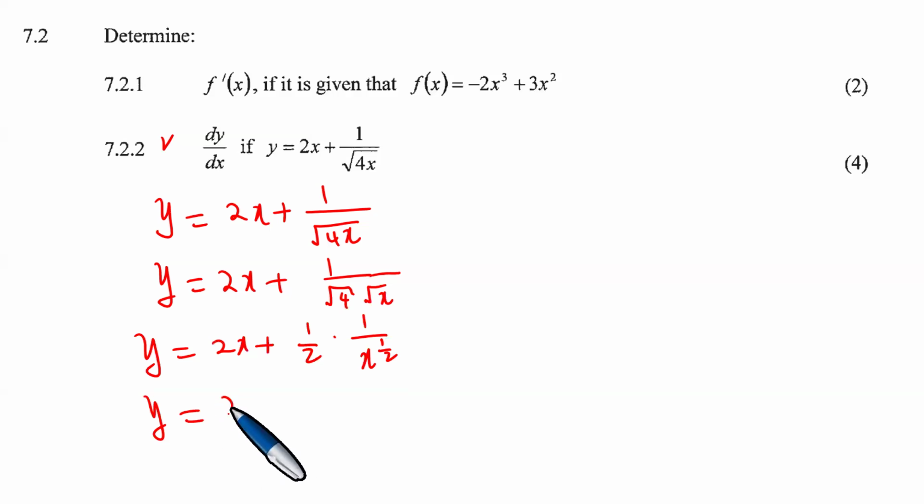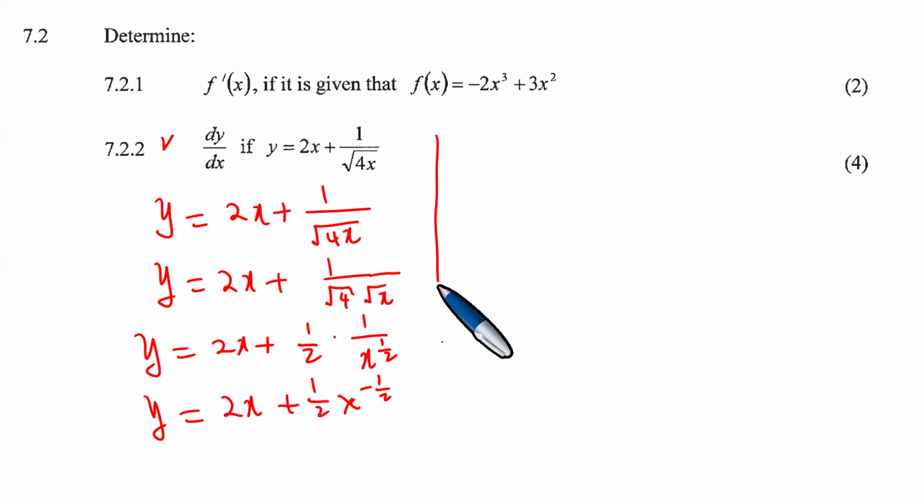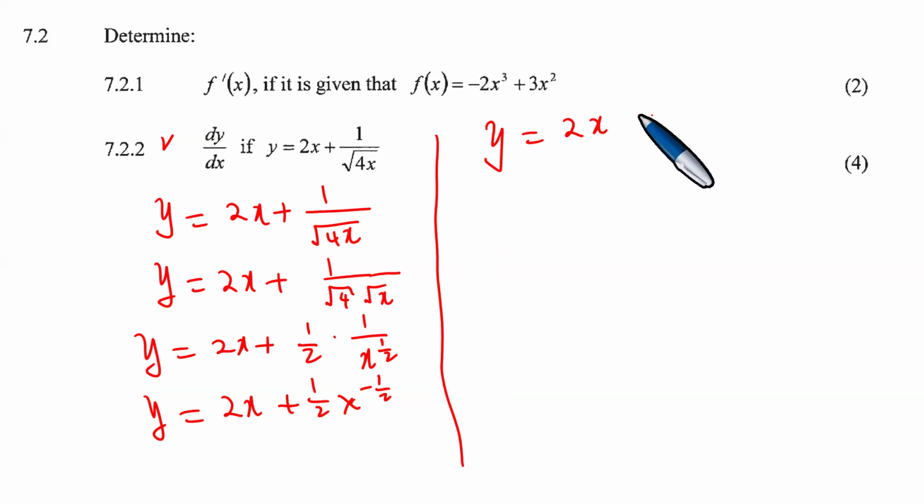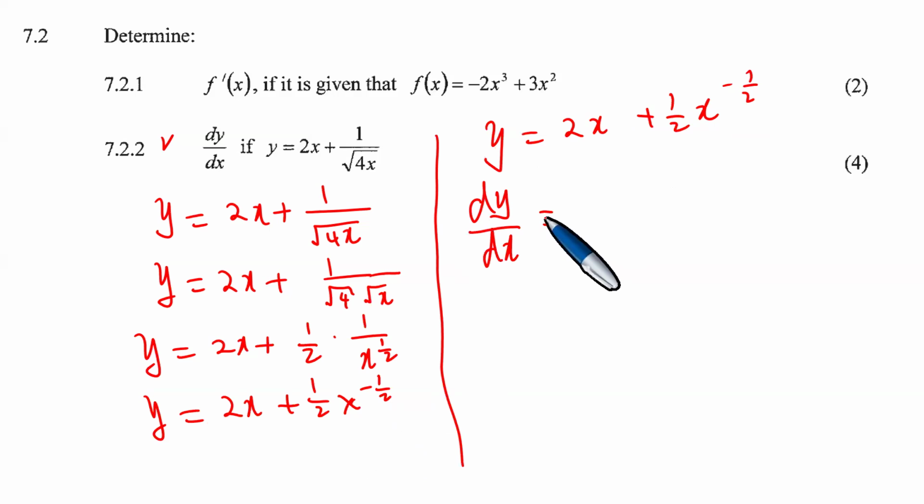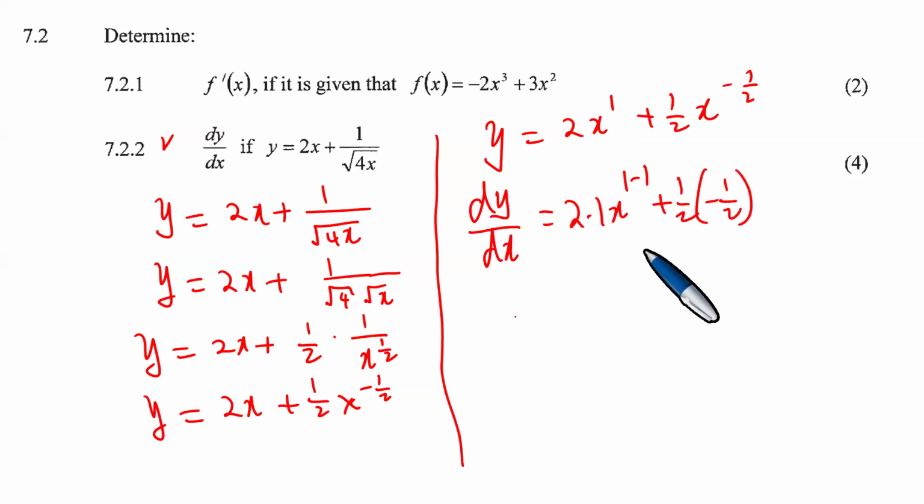At this point we're able to observe that here we have 1/2 x to the minus 1/2, meaning y is twice x plus 1/2 x to the minus 1/2. Pay attention to this. Now, dy dx equals, what is the derivative of 2x? There's no power on the x, so make it 1. And we drop the 1, subtracting 1 from 1.